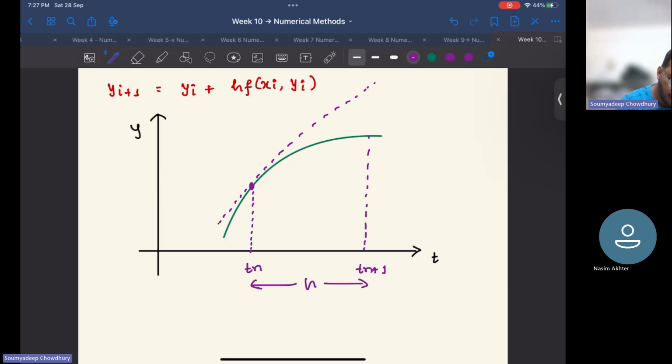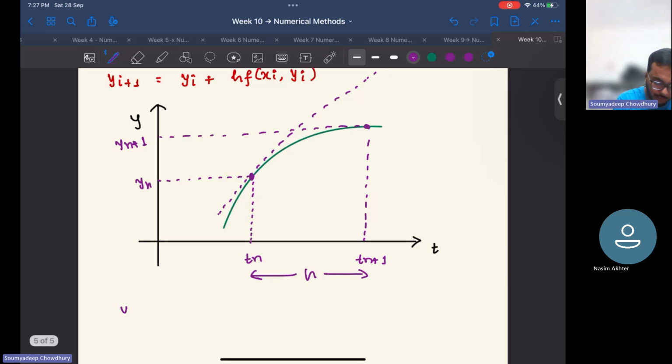So this is the yn, because it is the value of the function at Tn. And we are interested in finding this value, yn plus 1, right? This is the actual value of the function yn plus 1, which we are interested in finding. What we are doing here basically, I'll write it in terms of n only. yn plus 1 is yn plus h into f of xi yi, right? So what is f of xi yi? It is the slope of this particular line. Now let us see what we are estimating here.